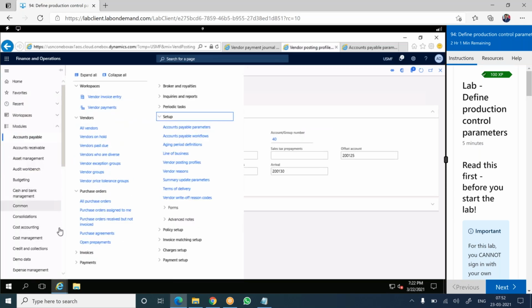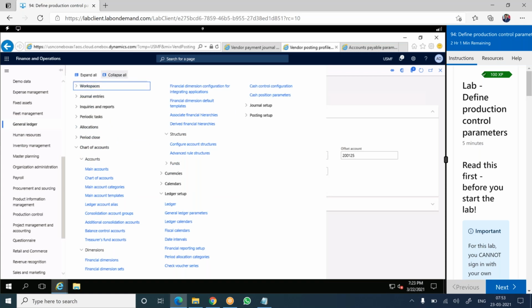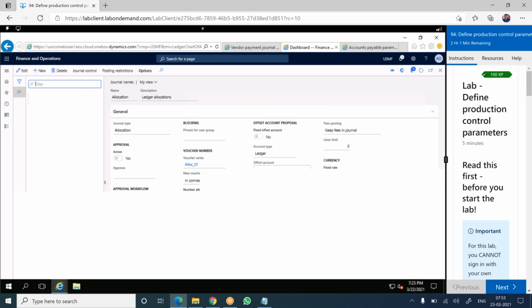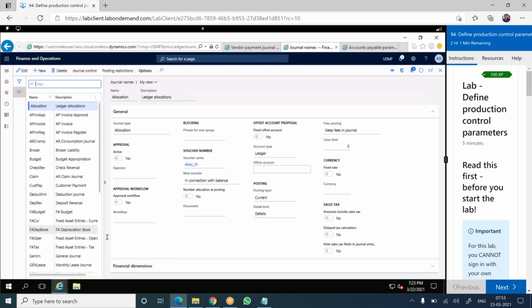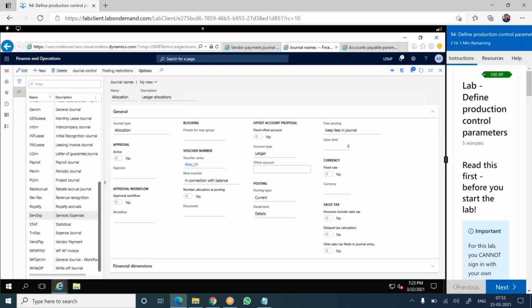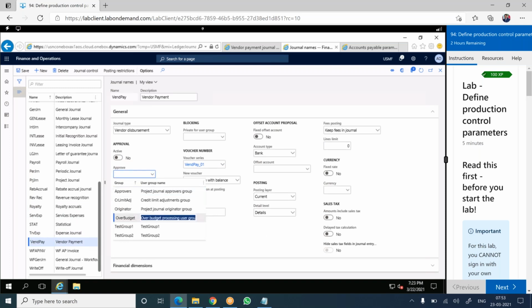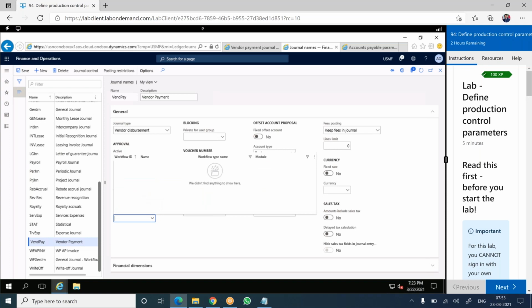So this is configurable in general ledger. In general ledger, collapse all, journal setups, journal names. Here AP invoice, vendor payment, whatever is there, is configurable. In this vendor payment, if you want workflow approvals, we can have them. This was single approval earlier. Workflow approvals are also available here. If you want, you can create them.